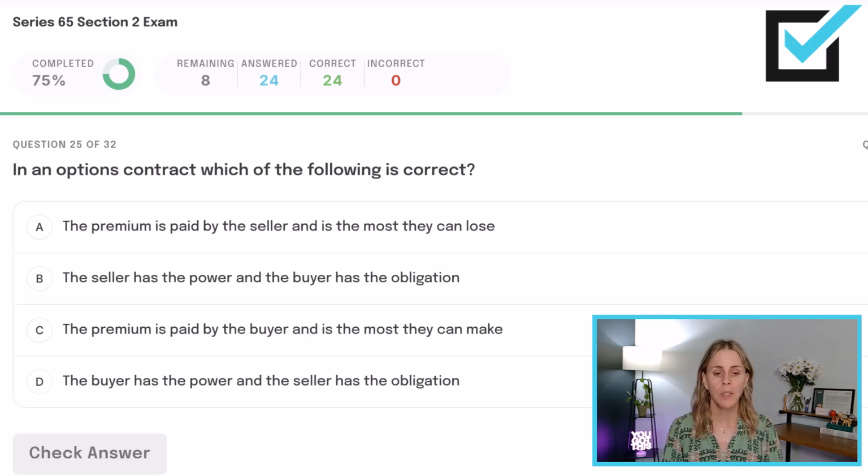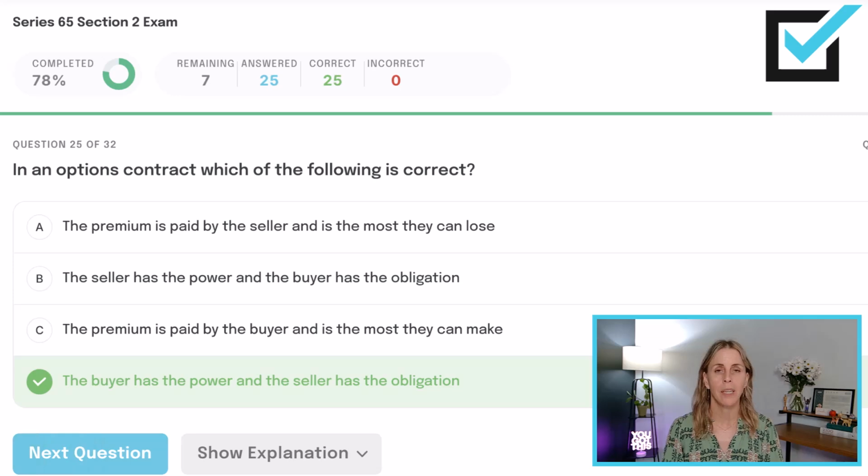In an options contract, which of the following is correct? The premium is paid by the seller and is the most they can lose. The seller has the power and the buyer has the obligation. The premium is paid by the buyer and is the most they can make. The buyer has the power and the seller has the obligation. That is the only one of those statements that is correct.